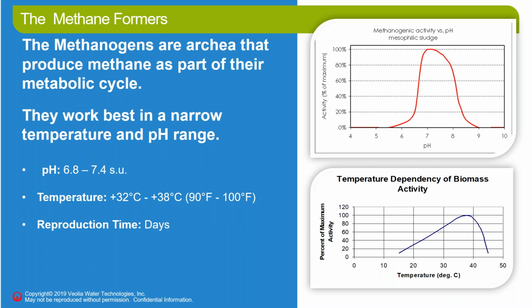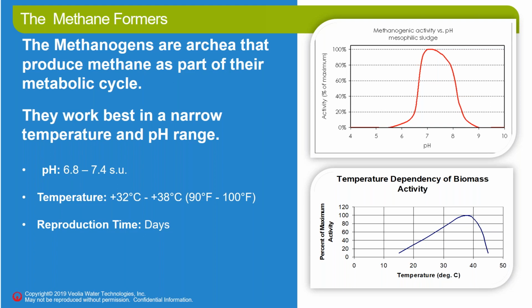So again, the methane formers are archaea that produce methane as part of their metabolic cycle. Now, they live in living conditions that are way different than the acid formers. The methane formers work best in a pH range of 6.8 to 7.4, and you'll notice on the upper right-hand corner of the slide, there's a chart that shows the activity of methanogens with respect to pH, and you can see you get 100% activity at a pH of about 7.2. So that's the best place to keep these guys working best. If your reactor pH went down to 6.5, you can see that the activity of the methane formers would be reduced to like 30%. And if I went up to a pH of 8, the activity would go to like 50%.